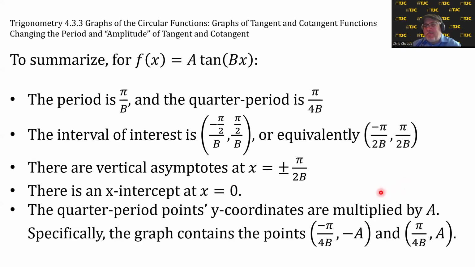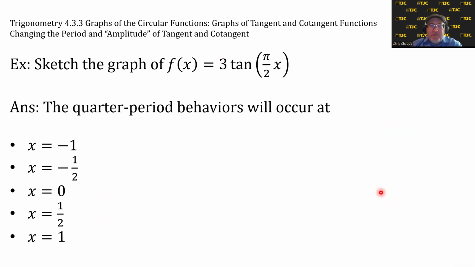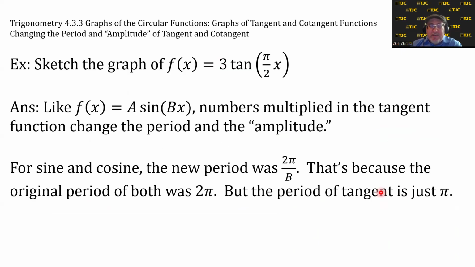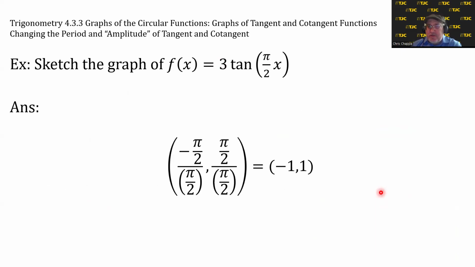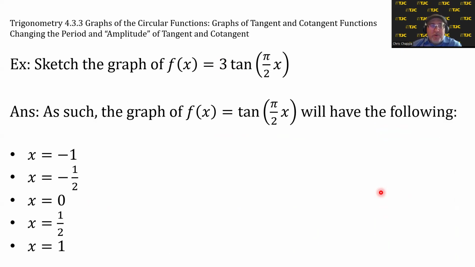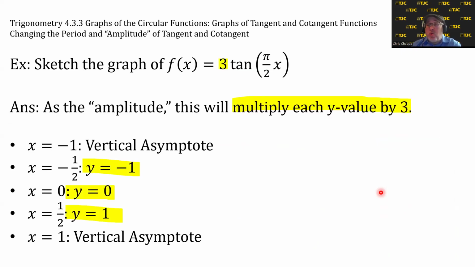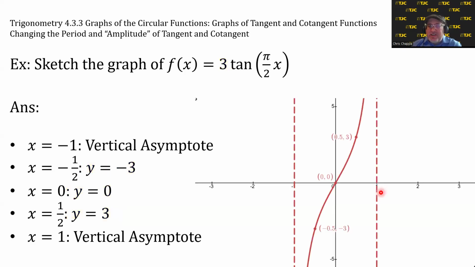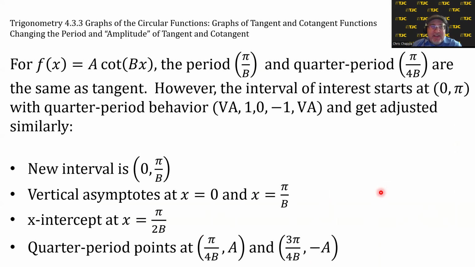Now, if all the summary here, the theoretical, is throwing you for a loop, as long as you understand the process of adjusting, finding the new period, adjusting this interval to reflect the new period, finding the quarter period, which should be straightforward, locating the quarter period x's and identifying their behaviors, then you can just sketch the graph. Oh, and changing the quote-unquote amplitude if necessary. Then sketching this graph is fairly straightforward. This is for the people that like everything summarized.